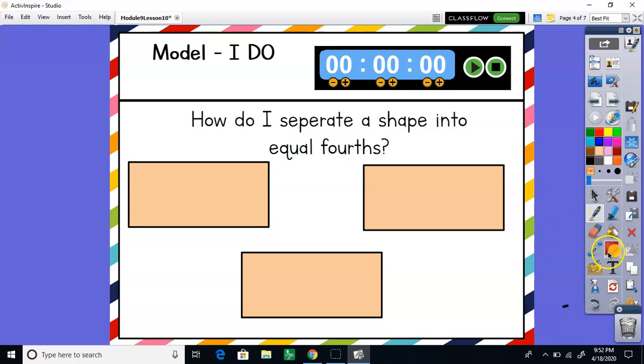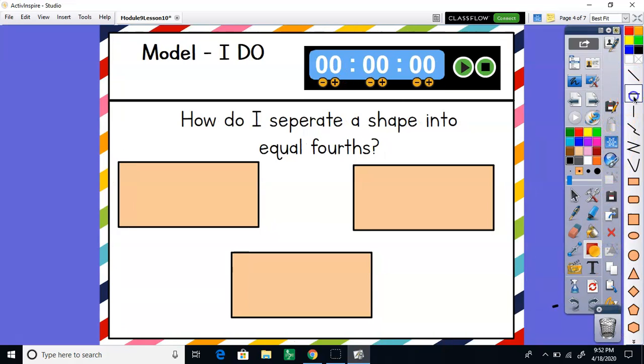So I'm going to show you a couple different ways that you can partition rectangles into 4 equal parts or into fourths. So the fastest way that I like to do it, and it works out pretty well, is to actually start in the middle and divide the shape in half first. So right now you have 2 equal parts. And then you're going to divide your halves in half again, like this. And now you're going to have 4 equal parts. 1, 2, 3, 4 equal parts.